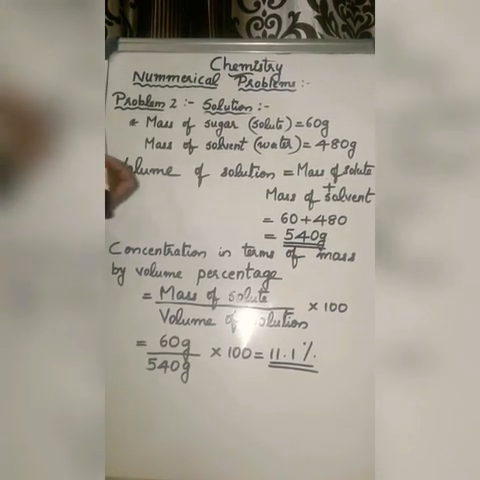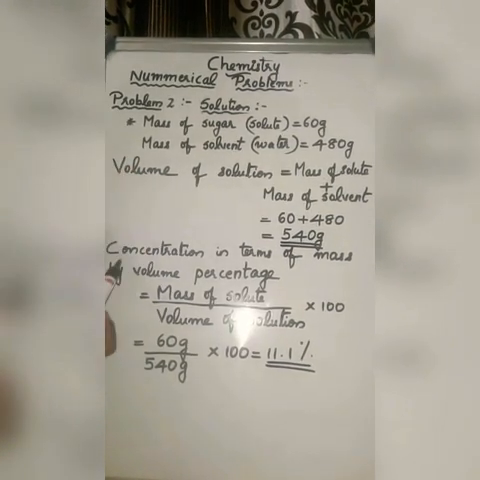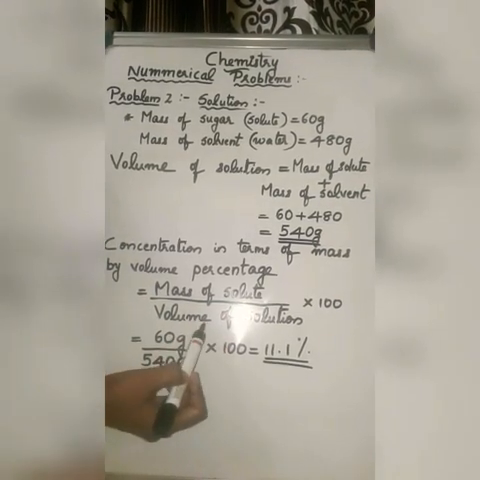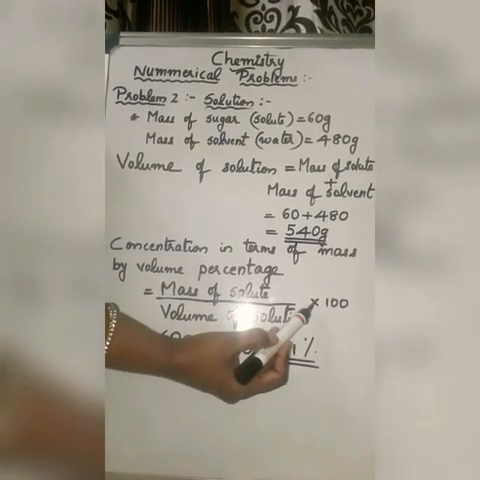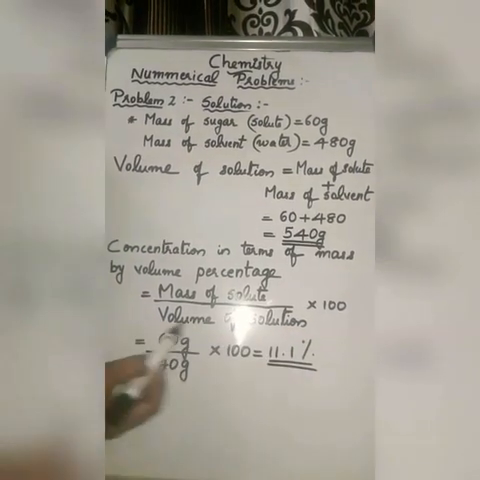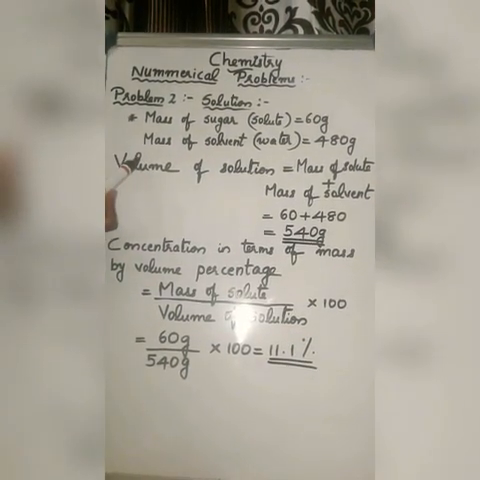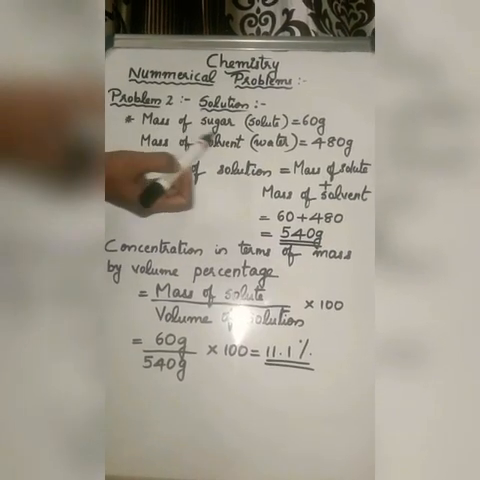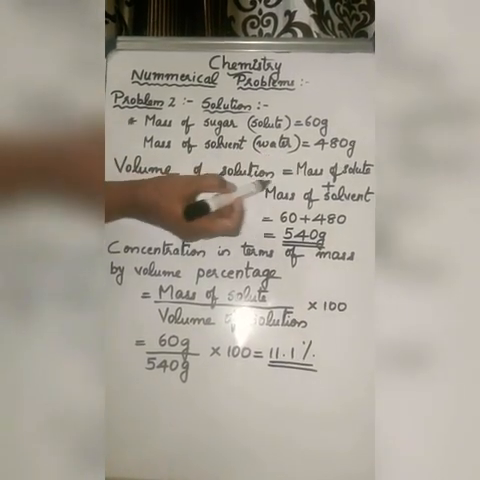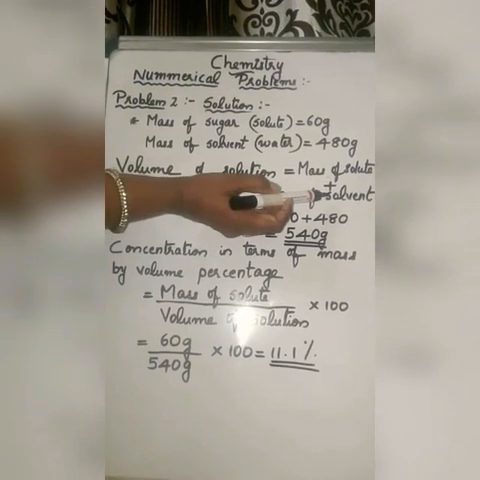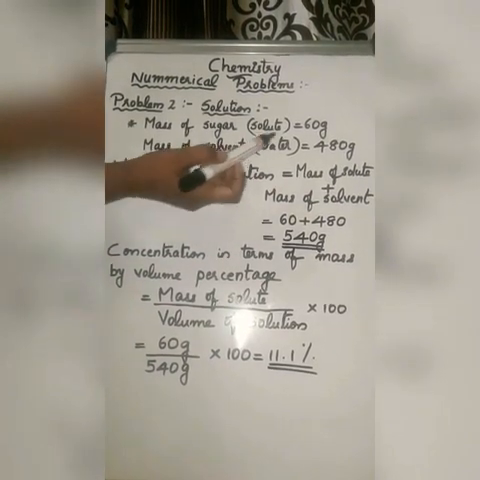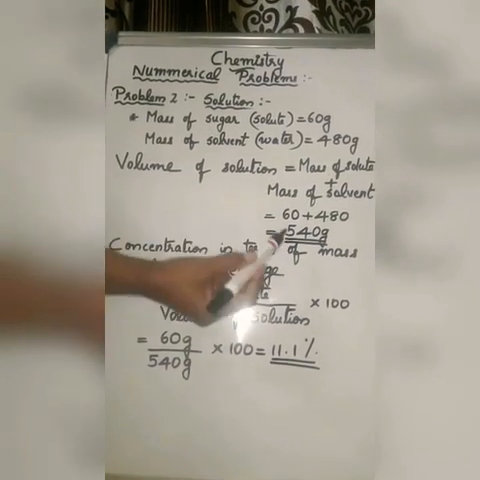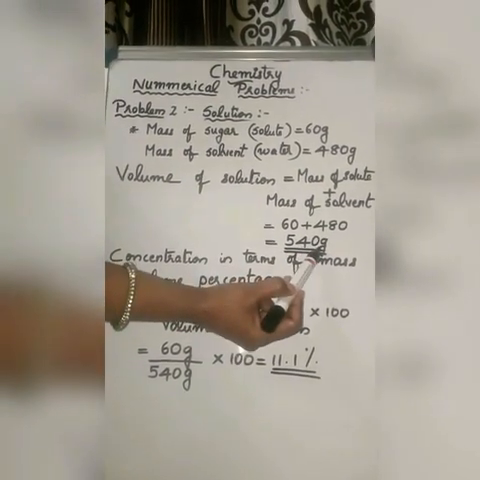Which is the equation you want to select? The equation you want to select is mass of the solute divided by volume of solution into 100. So you want to find volume of the solution. What is volume of the solution? It is mass of the solute plus mass of the solvent. So here it is given 60 and 480. Then adding it, you will get 540 grams.